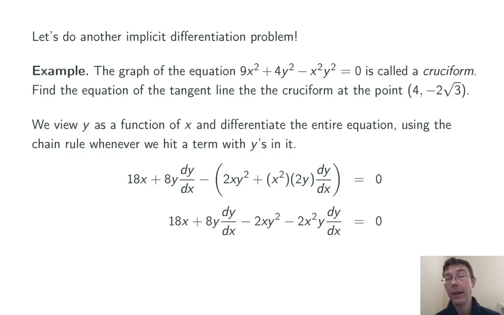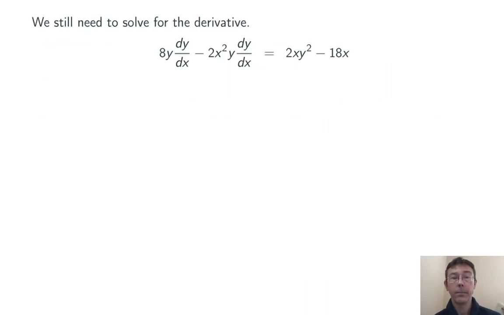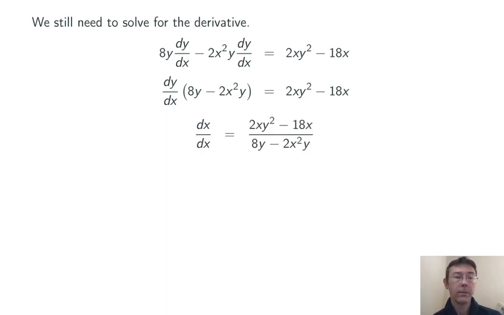So let's distribute that negative sign through, and then collect all the dy/dx terms on one side and all the terms without a dy/dx on the other. Now I want to factor out the dy/dx on the left-hand side and divide by that factor. Overall, dy/dx is (2xy squared minus 18x) over (8y minus 2x squared y). That left-hand side should obviously read dy/dx.